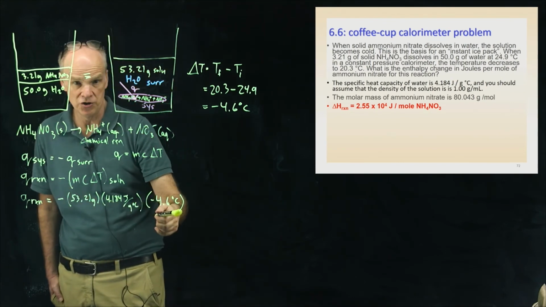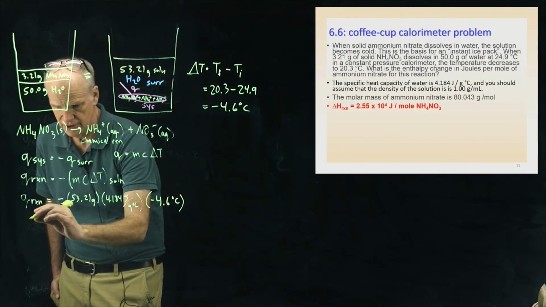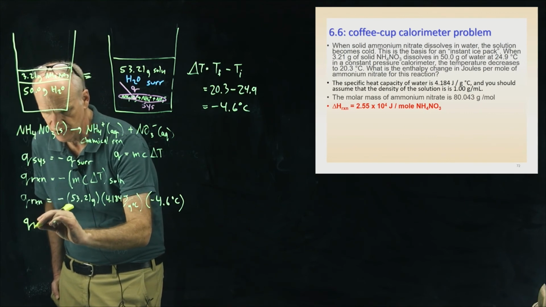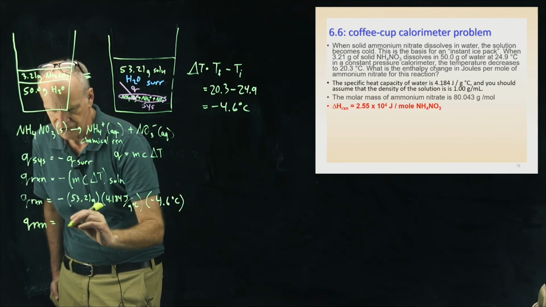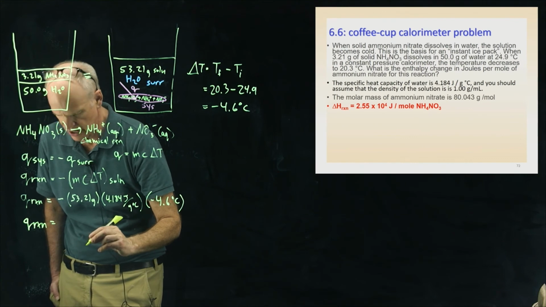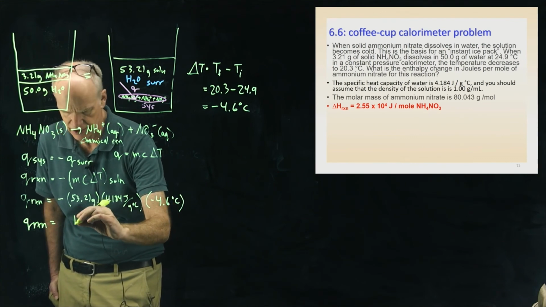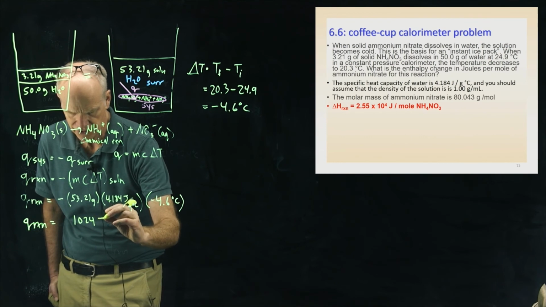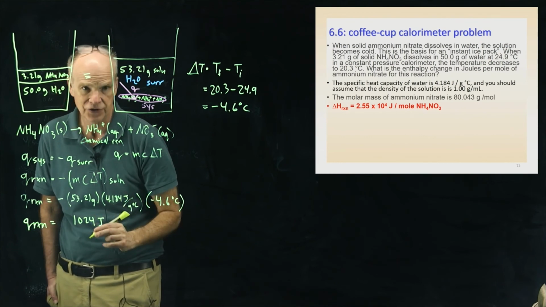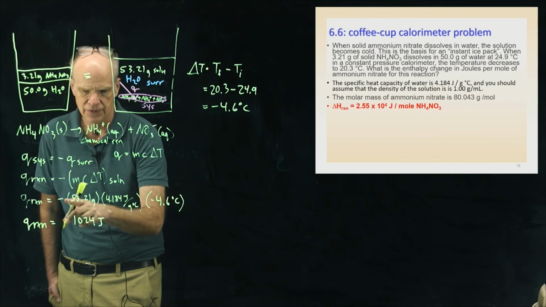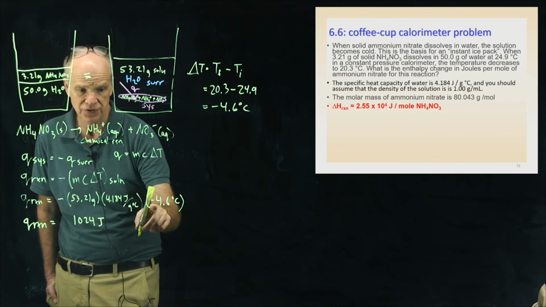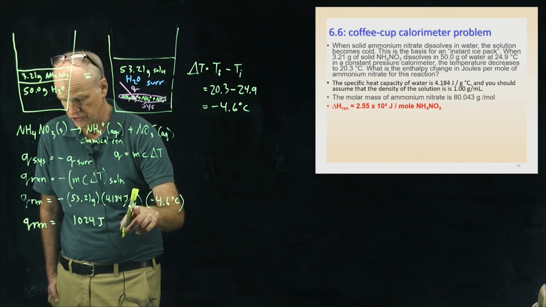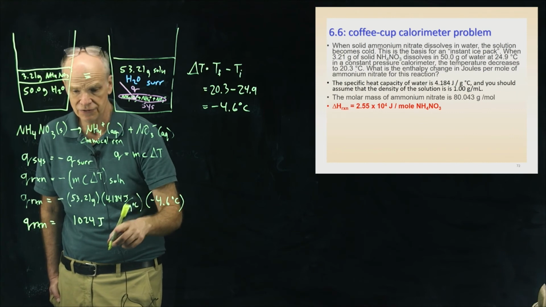So you can multiply these numbers together, and this is going to be the Q of the reaction. When you multiply the numbers together, I got 1024 joules. That's more than enough significant figures for now. This negative sign multiplies with this negative sign. They cancel out. So this should be a positive 1024 joules.